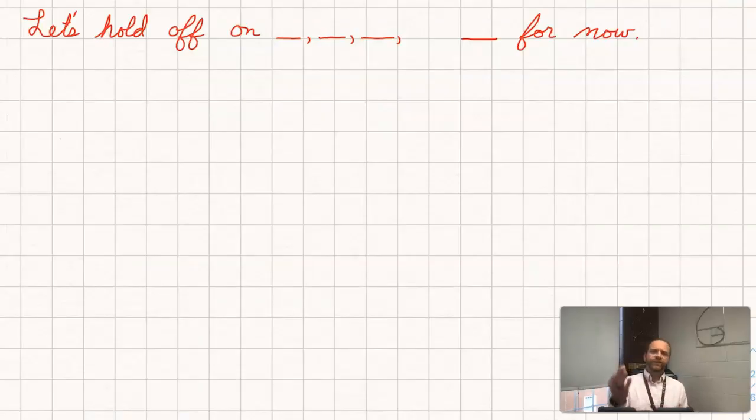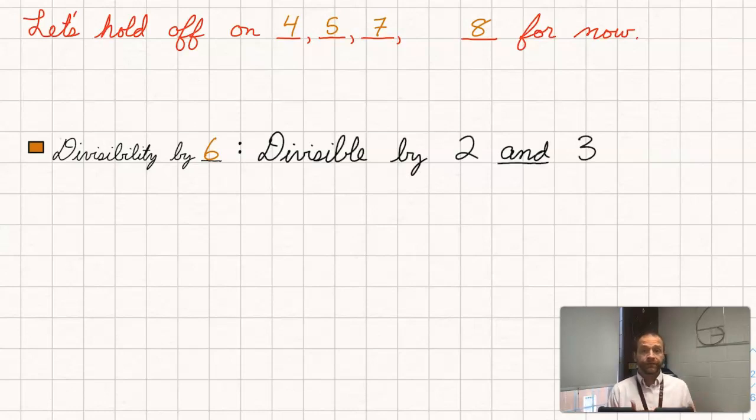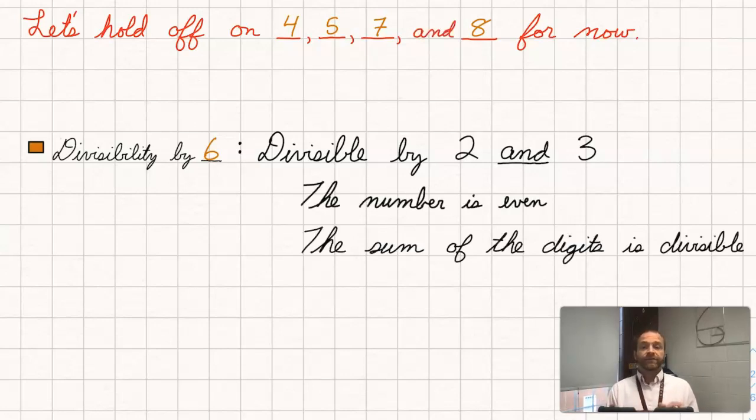And you may think, well, I did 2, I did 3, I'm going to go on to 4. And I'm not going to. We're going to hold off on 4 for now. We're also going to hold off on 5, we're going to hold off on 7, and we're going to hold off on 8. We're not going to do those. So if you can tell, that means I'm going to be jumping into divisibility by 6. And the reason why I'm going to do divisibility by 6 next is because that one goes with divisibility by 2 and divisibility by 3. If I check both of those conditions, then that means the number itself is going to be divisible by 6.